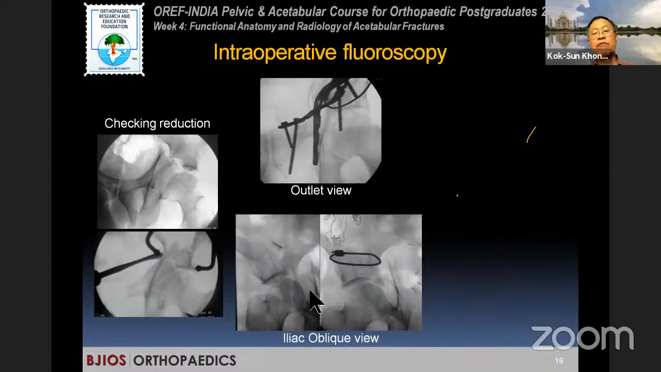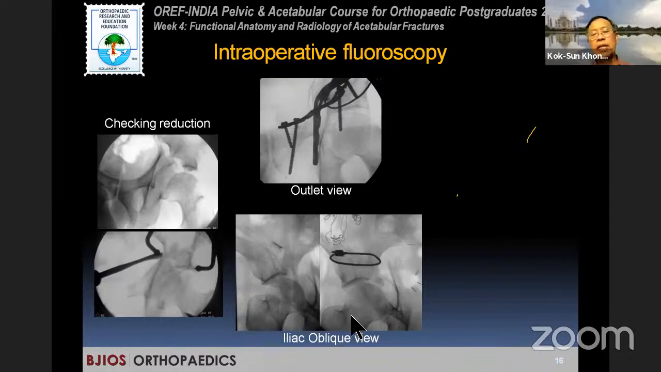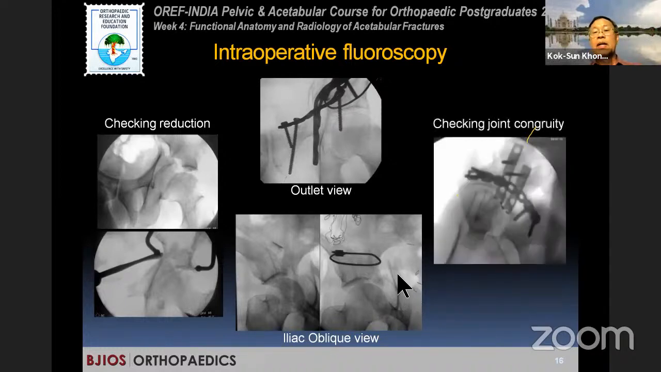In the iliac oblique view, an example would be a bicolumnar fracture. The initial reduction of the supra-acetabular portion of the iliac ring portion is by a simple surplus wire. You can get this in the iliac oblique view. Of course, this has not been reduced, which has to be a second step. And finally, checking the joint for implant positions and reduction.